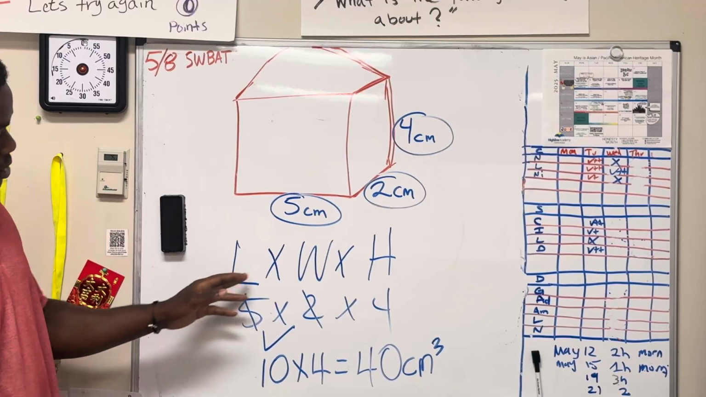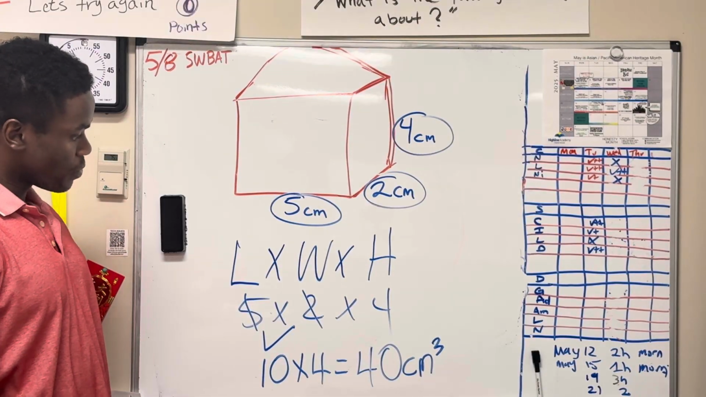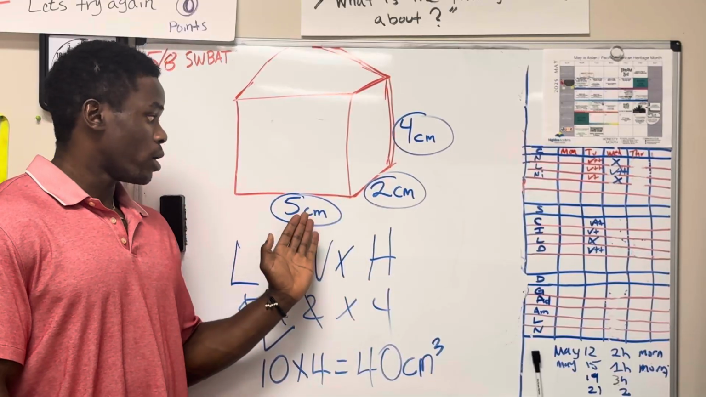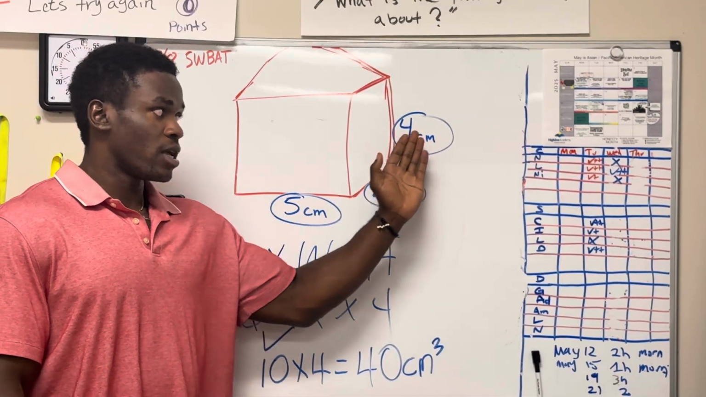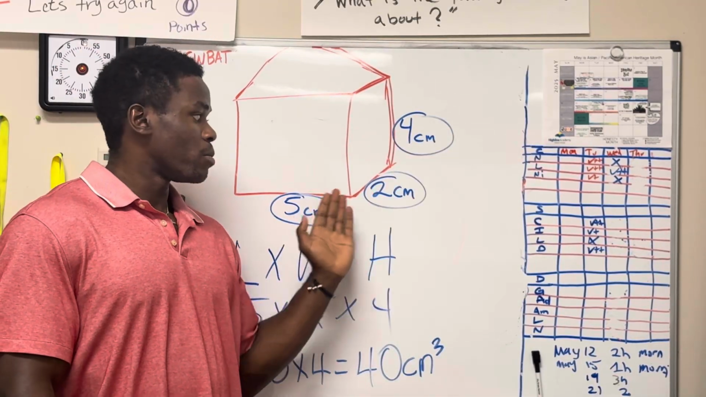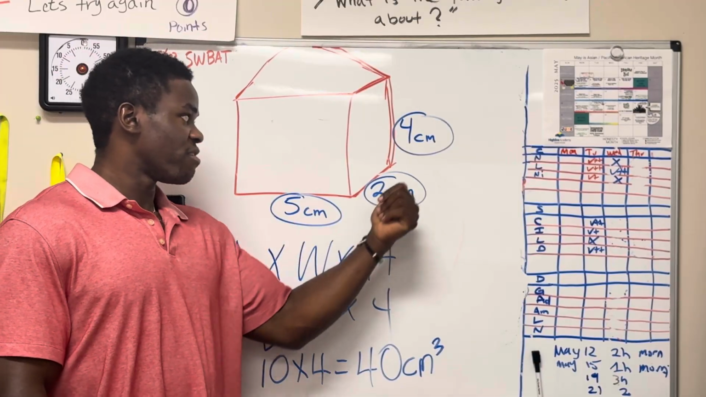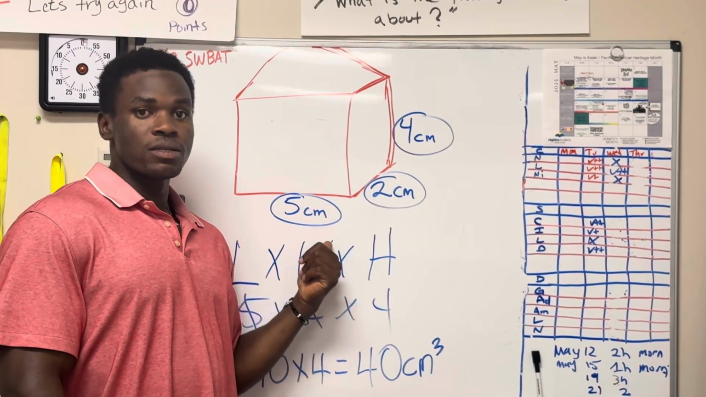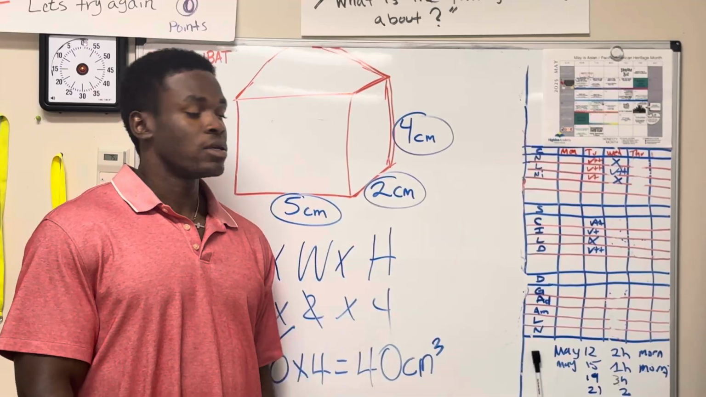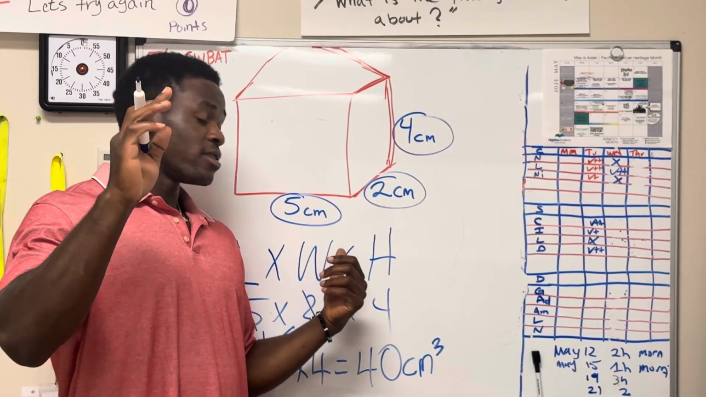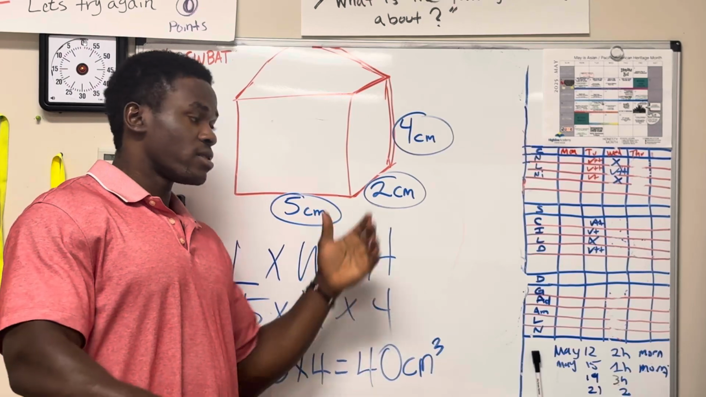Okay, so length times width times height, that is the formula. And this formula also works for cubes. And cubes is where each side is the same length or the same dimension. So a cube might have 5 by 5 by 5. But the same method still applies. The same formula still applies.